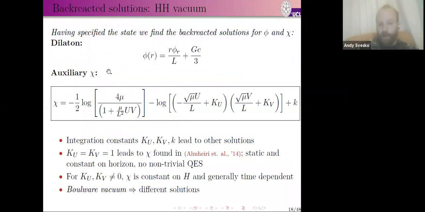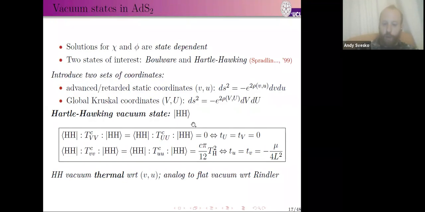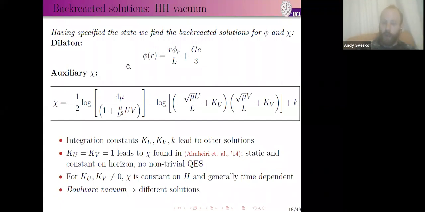And once you specify these states, you plug this consequence into your semi-classical field equations, and you can actually work out the full differential equation exactly, analytically. So what you find is when you're working with the Hartle-Hawking vacuum, the dilaton is rather simple. It's just a classical solution plus a constant semi-classical contribution given by this. And the auxiliary field chi is a little more complicated, which I've written here in Kruskal coordinates. And these constants Ku, Kv, and K are just integration constants.